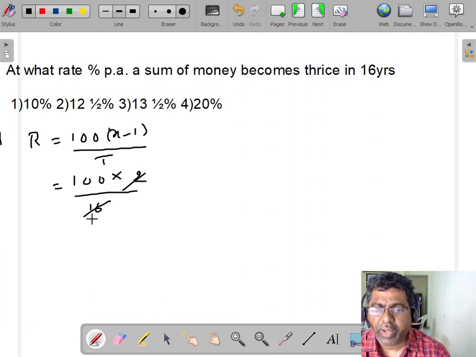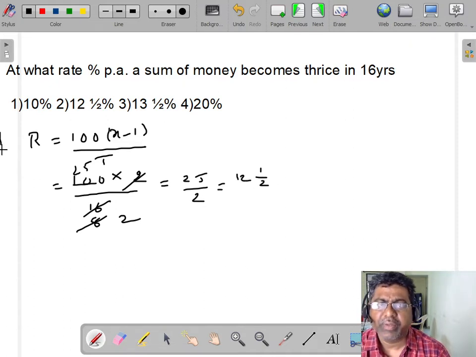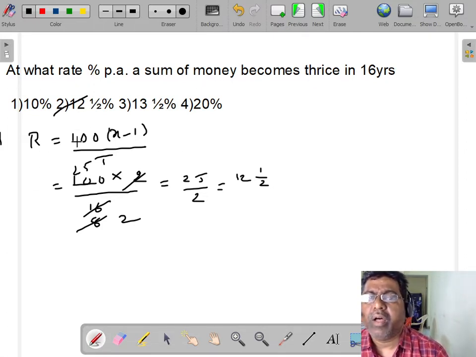2 ones are 2, 2 eights are 16, so 4 twos are 8, 4 twenty-fives are 100. So the value is 25 by 2, which is nothing but 12 and a half. 12 and a half is the required answer. Just these two formulas are very important: R = 100 × (x − 1) / t, whereas T = 100 × (x − 1) / r.